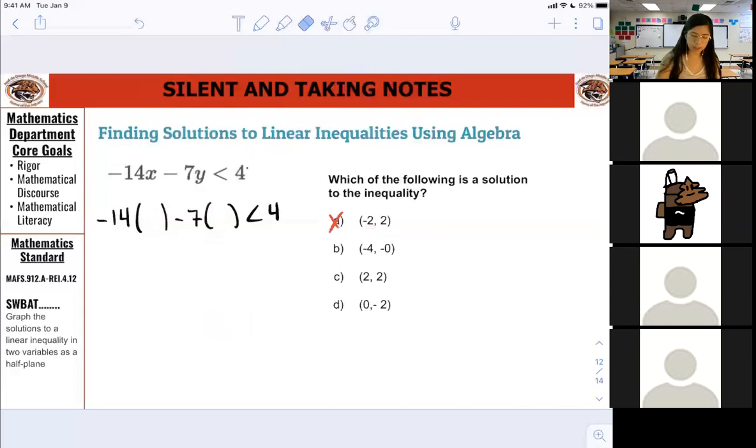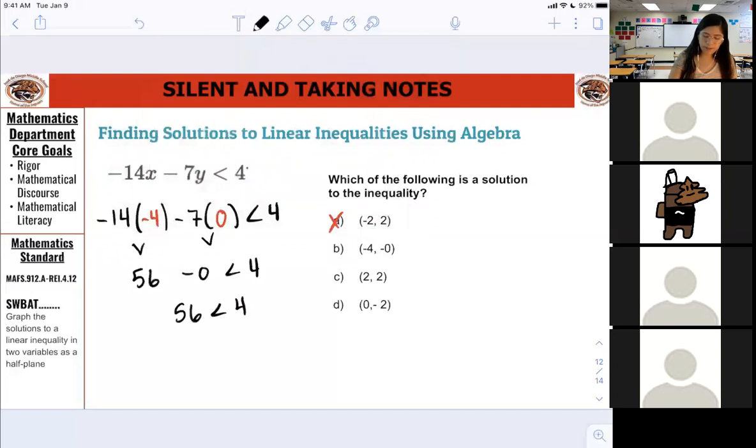Answer choice B, now I'm plugging in -4 for X and then 0 for Y. Technically, I don't know why I wrote -0, but that should just be a 0 because 0 can't be positive or negative, it's just neutral. Okay, a little bit of math here. You may use a calculator. What is -14 times -4? 56. 7 times 0? 0. Is 56 less than 4? No, this one's out.